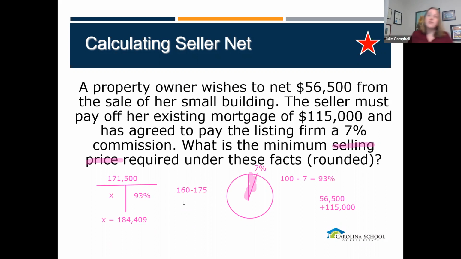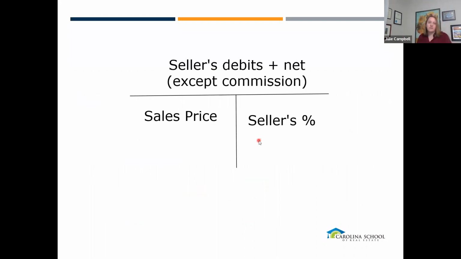So you're not taking 7% of 171,500. You're not figuring 7. The number on top does not include commission. The number on top, I'm going to go back for one second, are all of the seller's debts plus their net, all of their debts and expenses except commission.